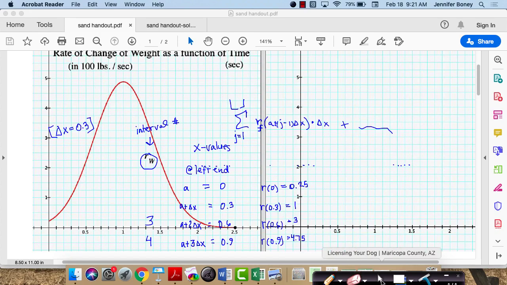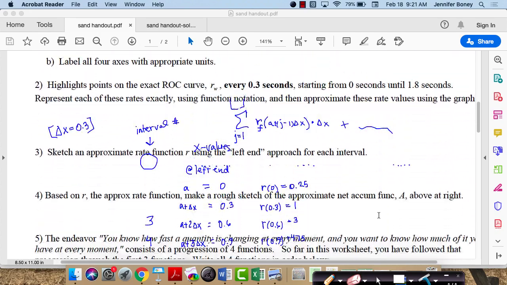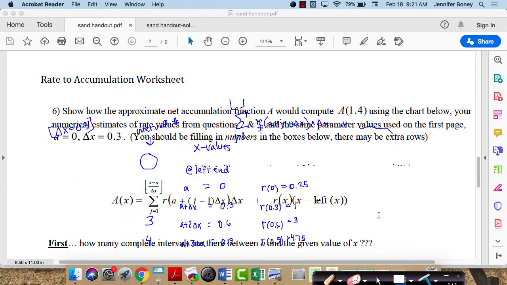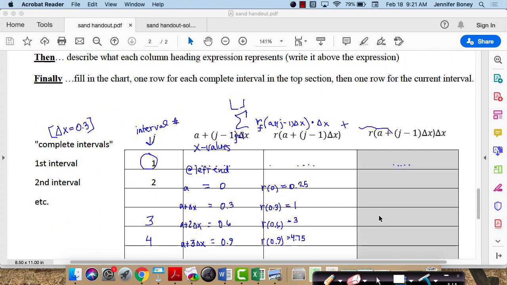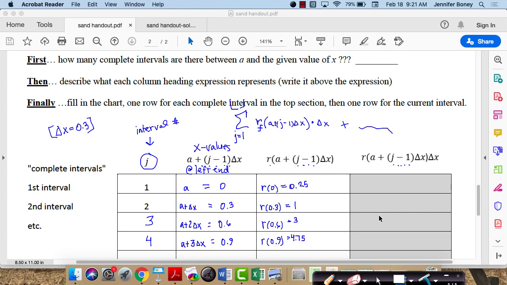All right, so scrolling this back up so that this goes back into my chart. Magic writing. All of these then are rates, measured in hundreds of pounds per second. So 0.25, 1 meaning 100 pounds per second, 3 meaning 300 pounds per second, and 4.75 meaning 475 pounds per second.